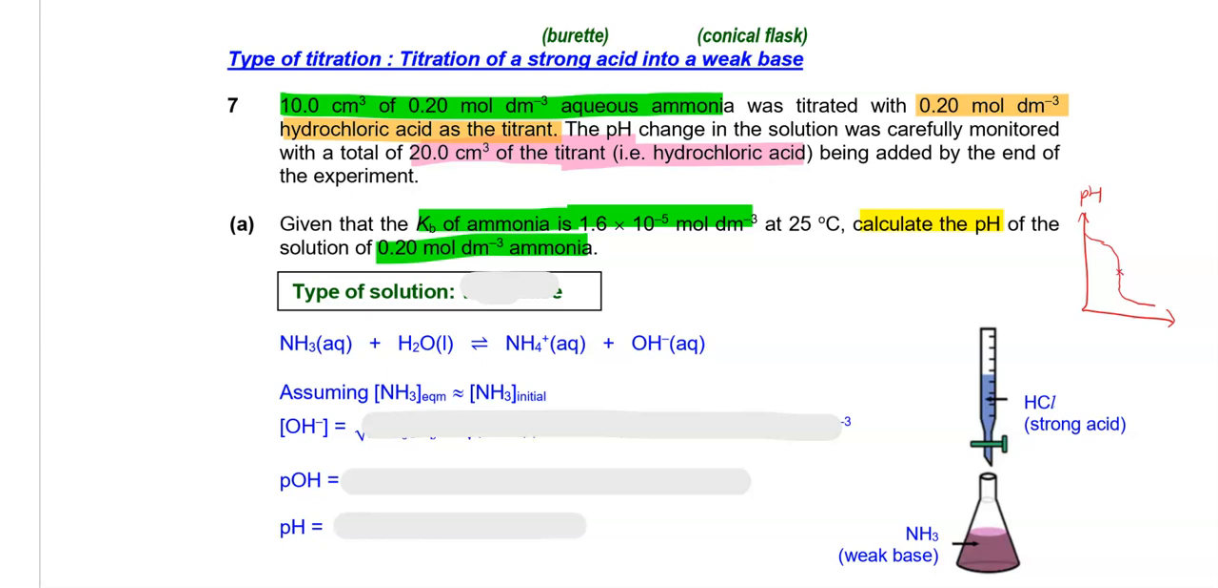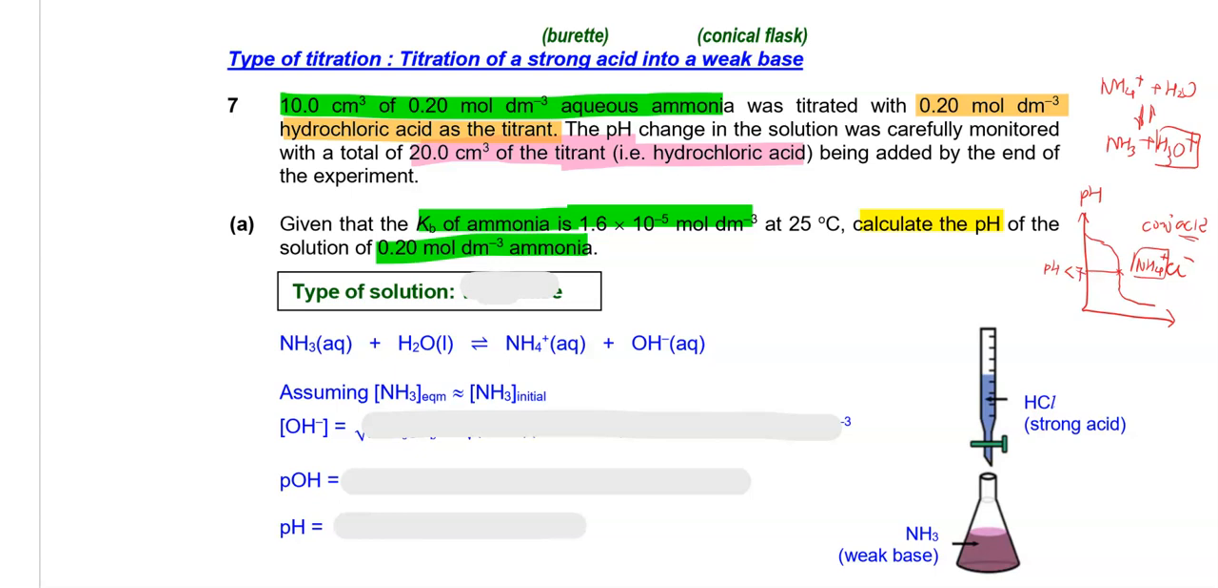so if this is the equivalence point, what do you think the pH should be? At the equivalence point, you will have NH4Cl, which is NH4+ and Cl-. NH4+ is the conjugate acid of NH3. In water, it will hydrolyze to give NH3 plus H3O+. So this H3O+ will cause the pH to be less than 7.